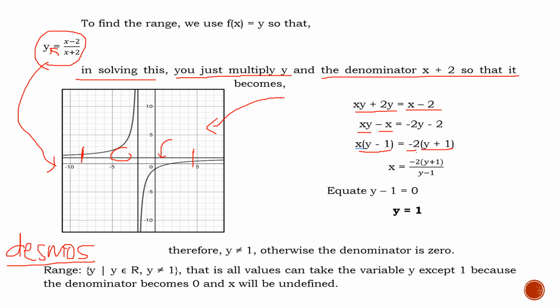Now, we simply cross multiply this one, and it becomes the denominator of -2 multiplied by y plus 1. So it becomes x is equal to negative 2 multiplied by y plus 1 over y minus 1.